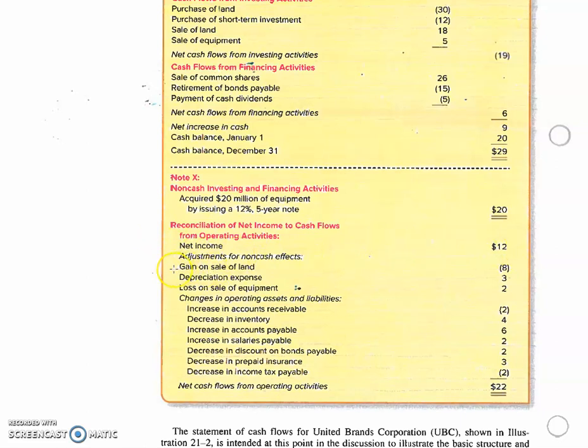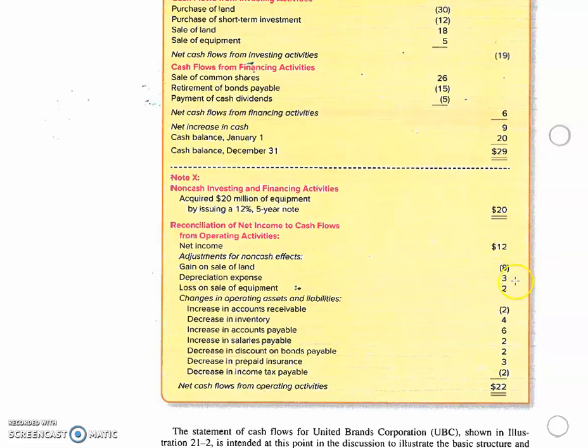We had a gain on the sale of land right up here. So the sale of land was listed as $18 million here. Apparently we paid $10 million for that land. So we paid $10 million for it. We sold it for 18. That means we had an $8 million gain. Now that $8 million gain was factored into net income, but it is not an operating activity. So we have to subtract out that gain on the sale of land from net income to get to net cash flow from operating activities.